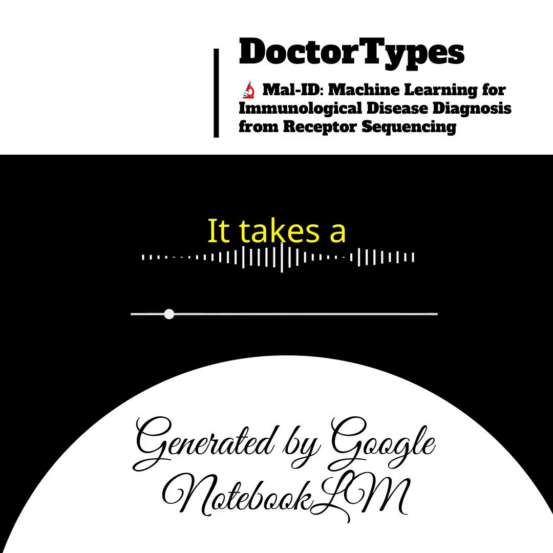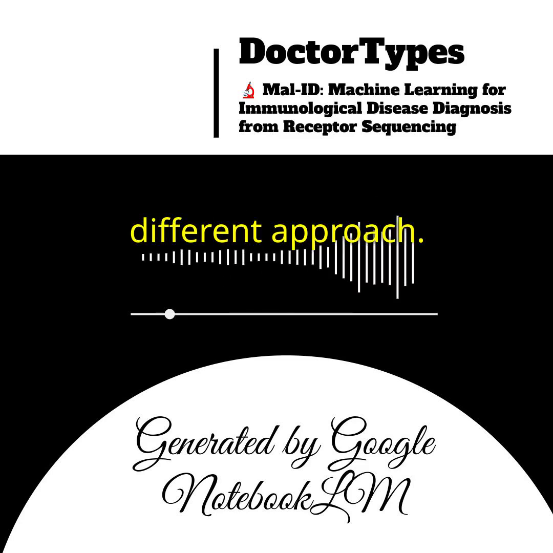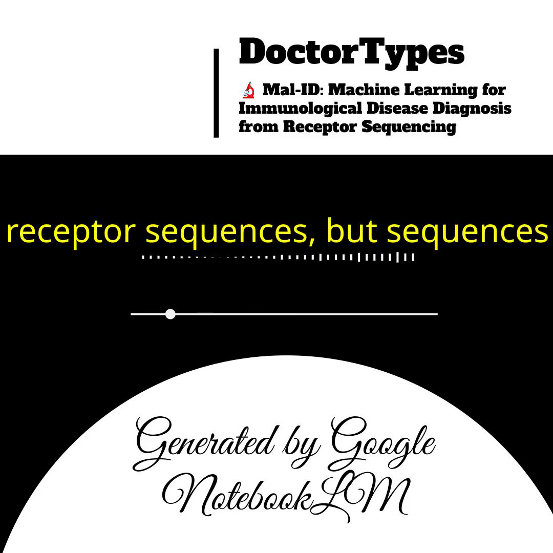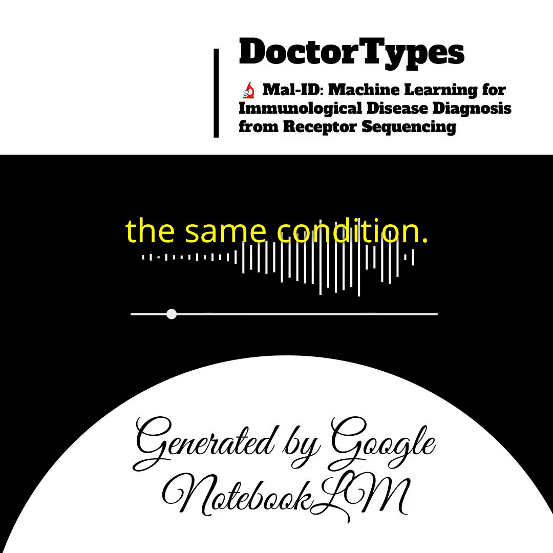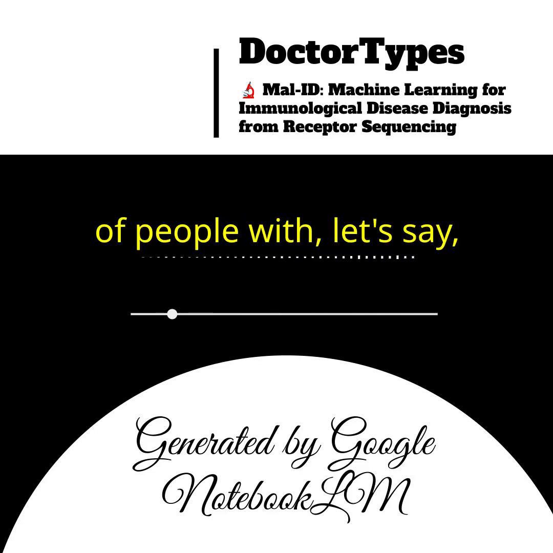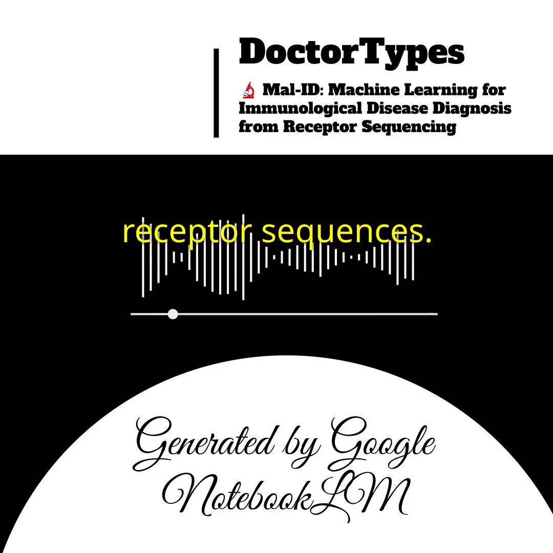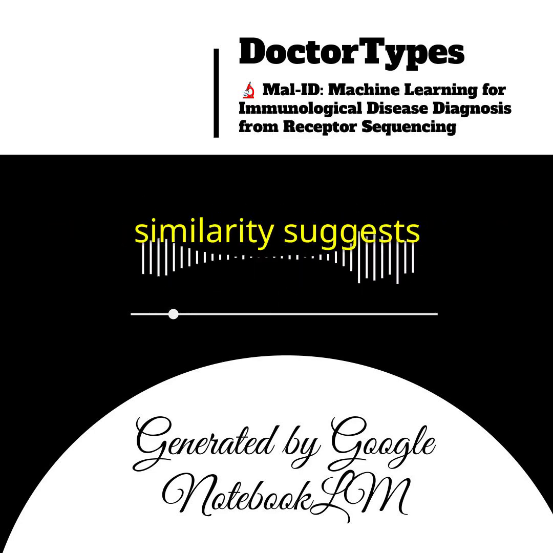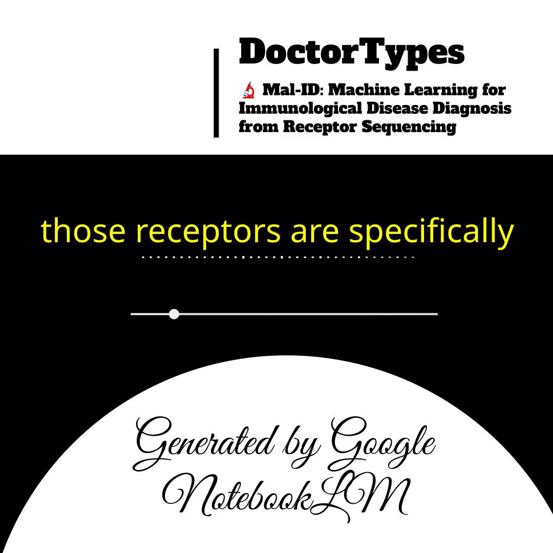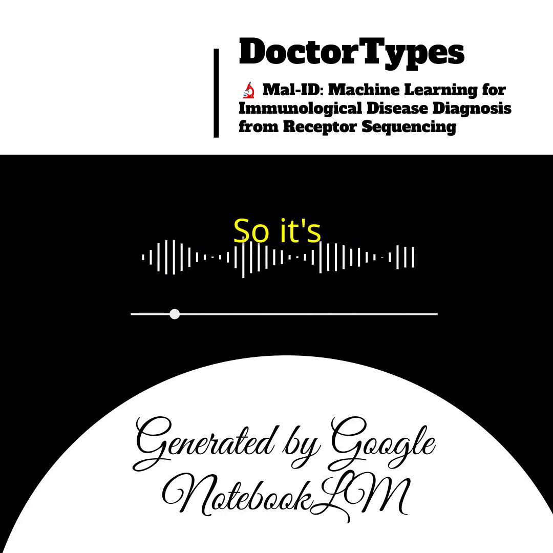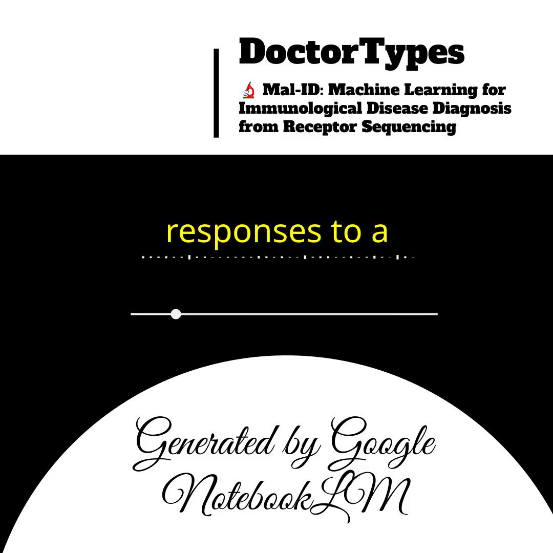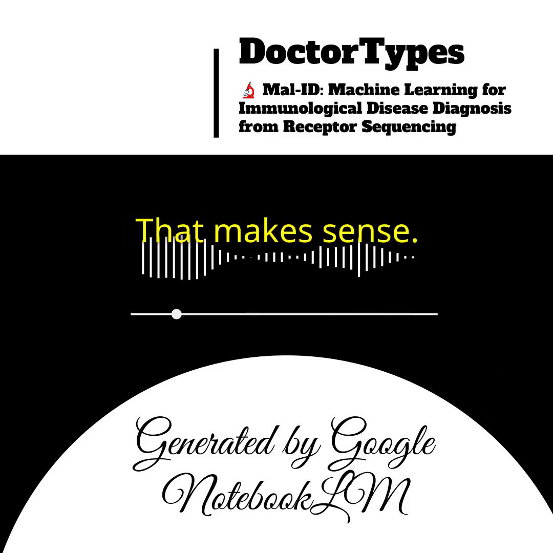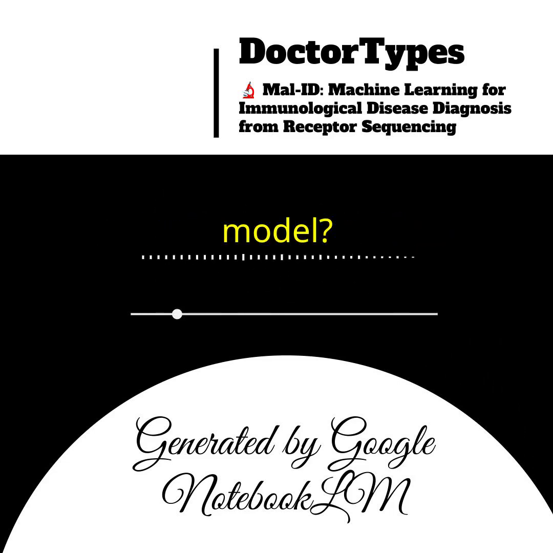The second model is called CDR3 clustering. It takes a different approach. How so? It hunts for very similar receptor sequences, but sequences that are shared between people with the same condition. So if a bunch of people with, let's say, multiple sclerosis have similar receptor sequences, that similarity suggests those receptors are specifically targeting MS. Oh, interesting. So it's like finding matching puzzle pieces, linking similar immune responses to a specific illness. Exactly.